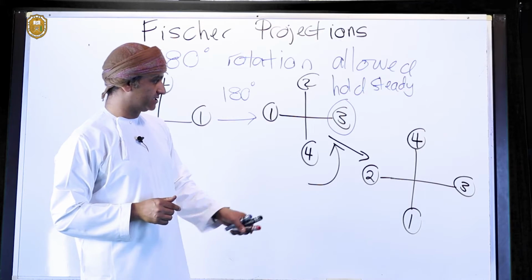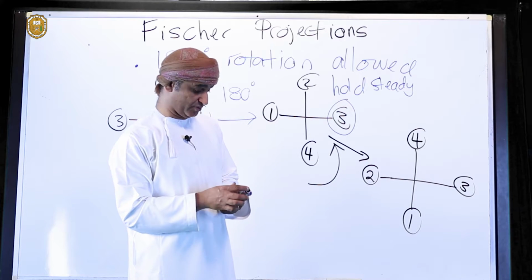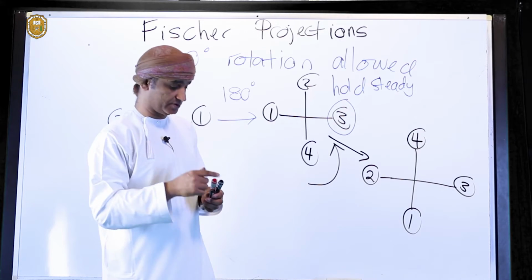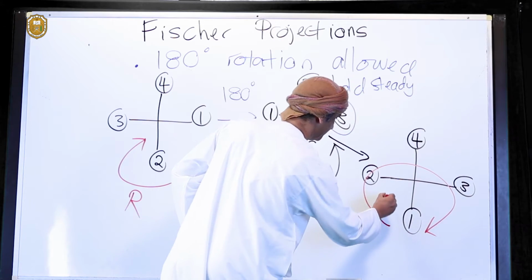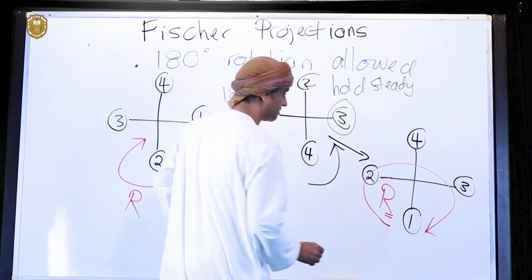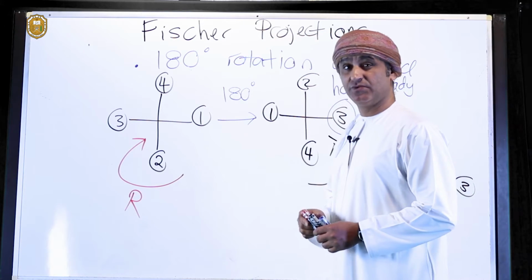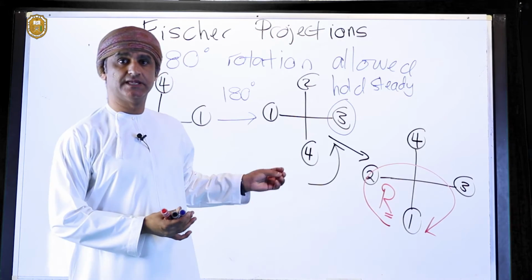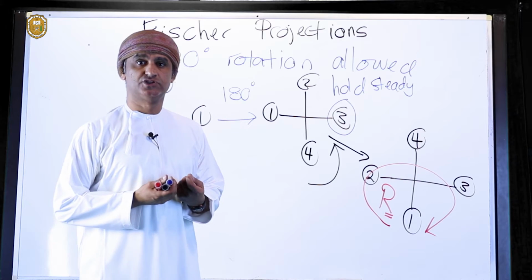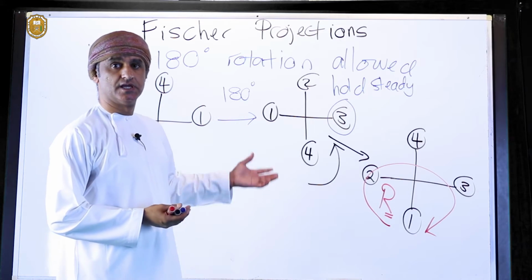Now, if we check this, this is the lowest priority group. It's drawn at the top. So now what we need to do is only to check rotation. And 1, 2, 3, and clearly this is R. So we have R here, and we began with R, and of course the absolute configuration remains intact. It's not changed as a result of this 180-degree rotation.